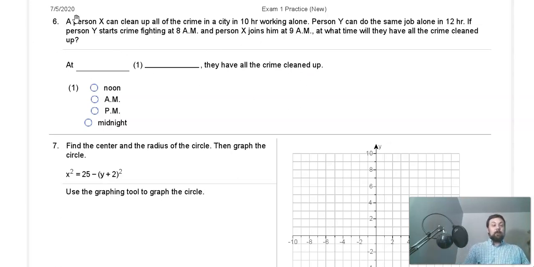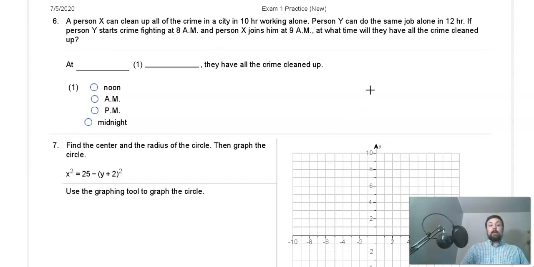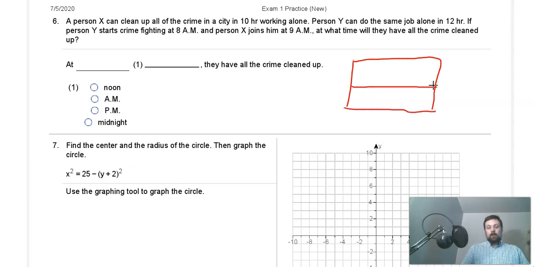All right, so the way you're supposed to do this problem is to set up a table. It's the way we did it in section 1.2. And you'll want 2 rows because the formula we're using will apply to 2 people. It applies to person X, which is Batman, and it applies to person Y, which is Robin. The formula we're applying here is R times T equals W.